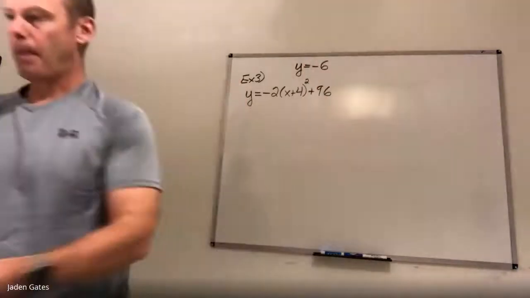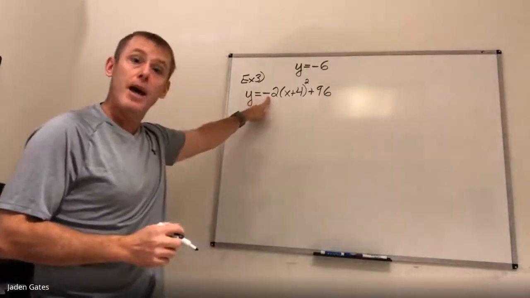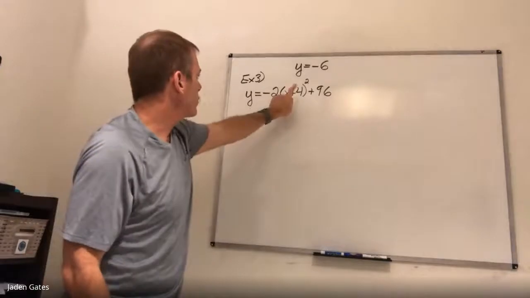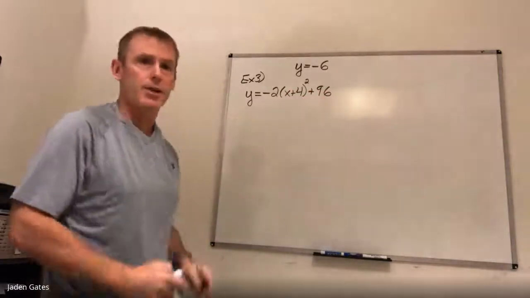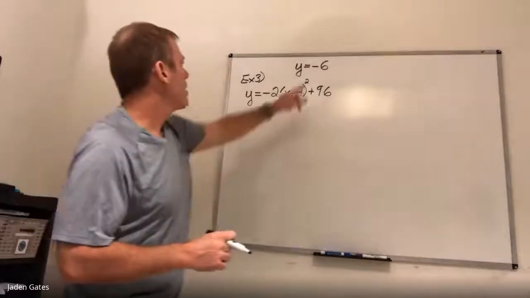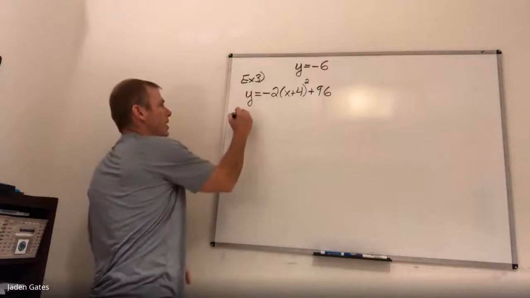There we go. So again, this parabola, the a value is negative. So this one opens down. It's the upside down parabola. It's shifted left 4 and up 92. That's all from when we sketch it. But I want to know, when does this parabola have a height of -6? So I'm going to sub in a -6 for y.